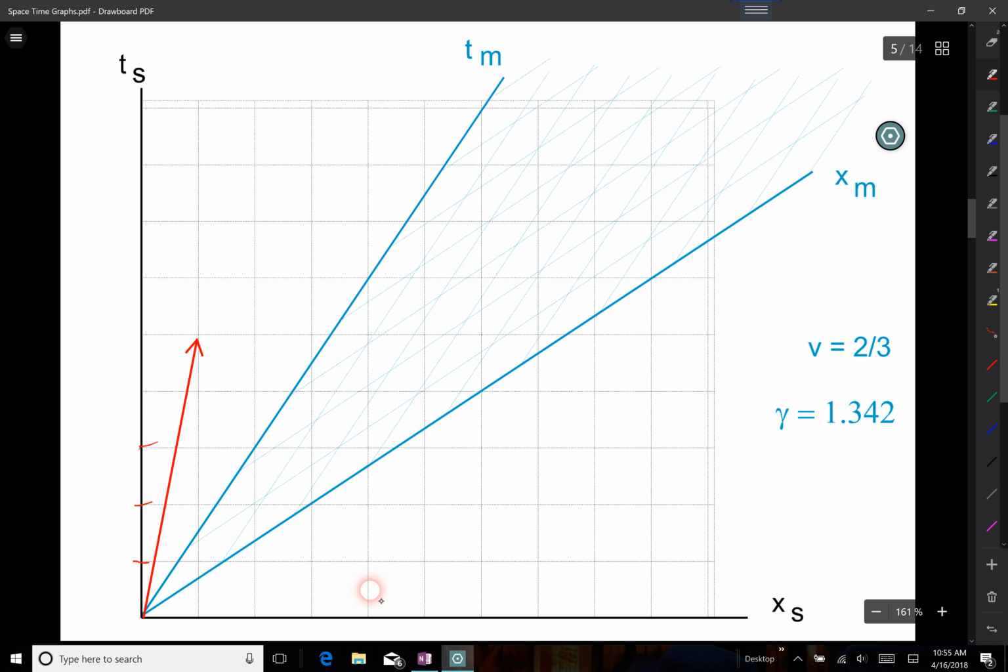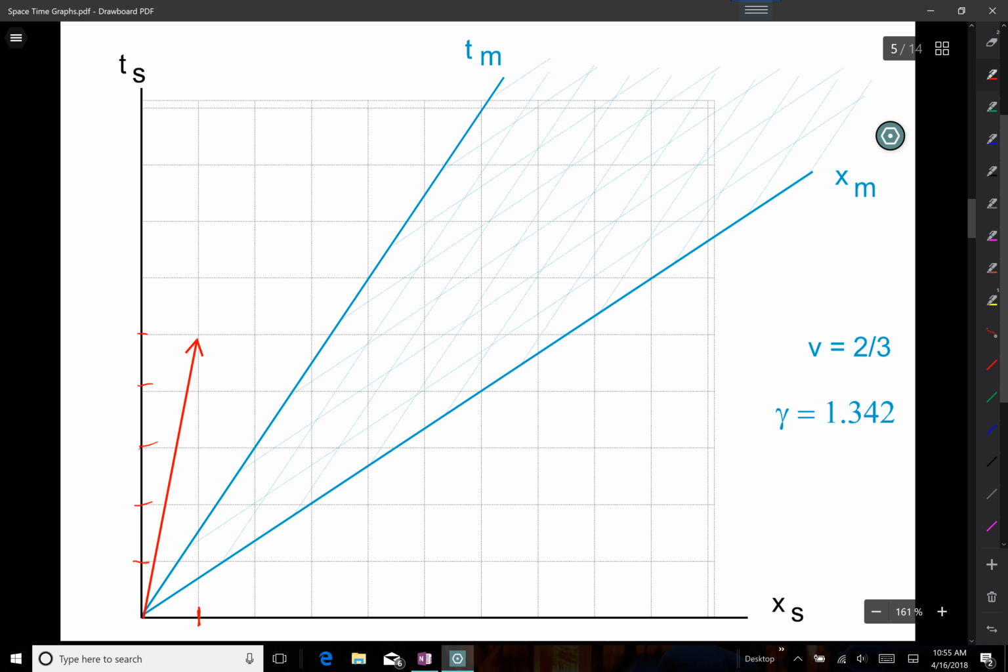One, 2, 3, 4, 5. And they're flying at 1/5 the speed of light. So that means that's a velocity. That's the inverse of the slope. So the slope is 5. So if I have a 5 rise, I'm going to have a run of 1.